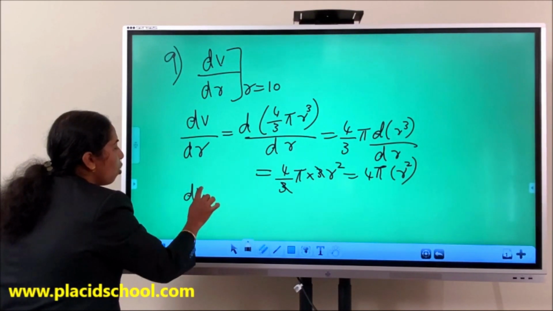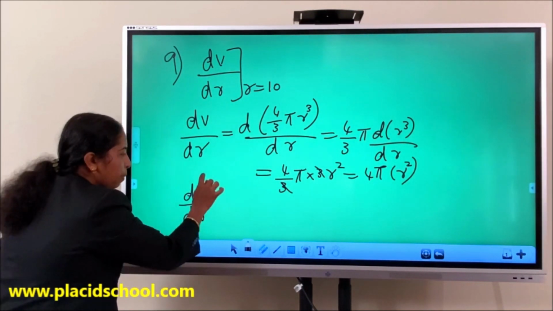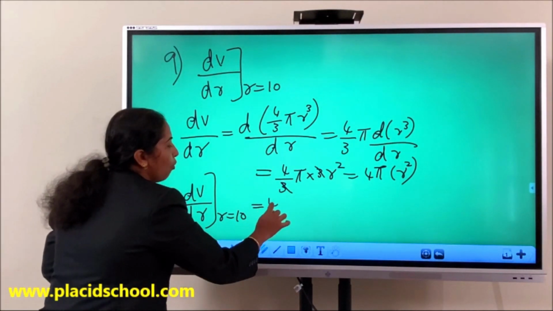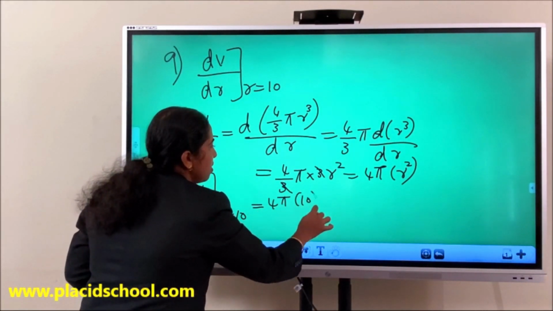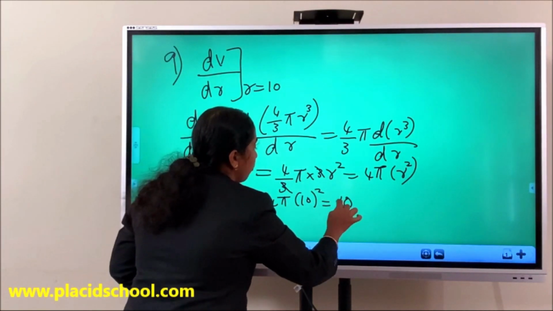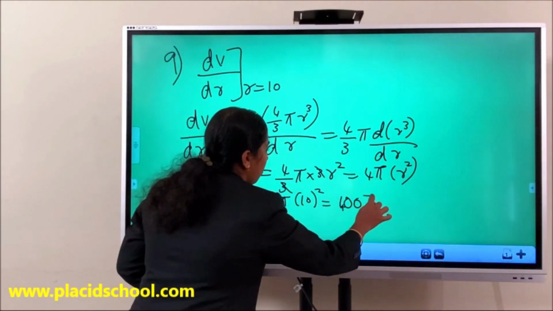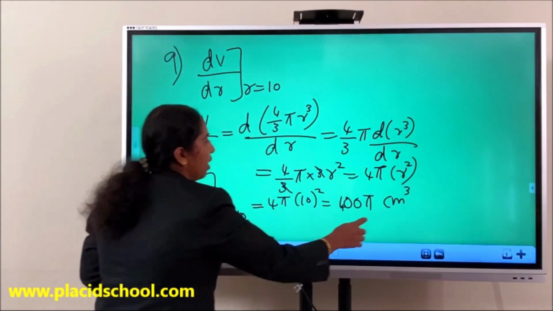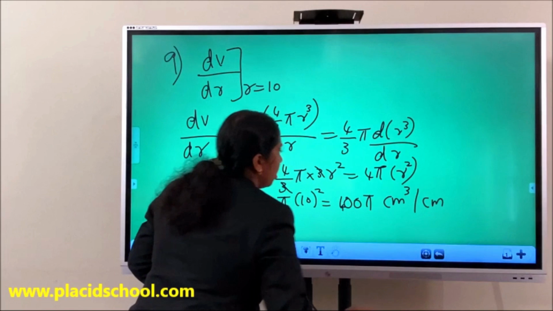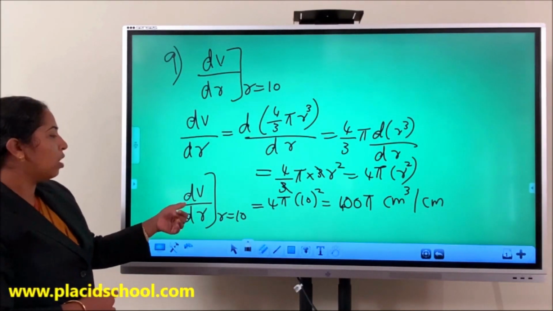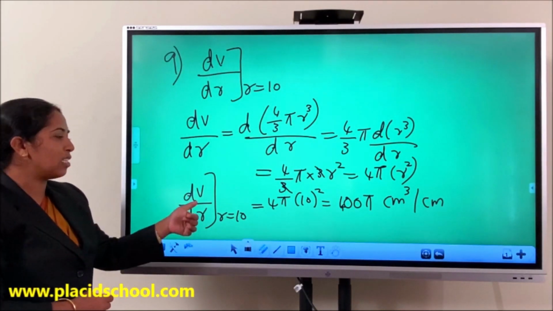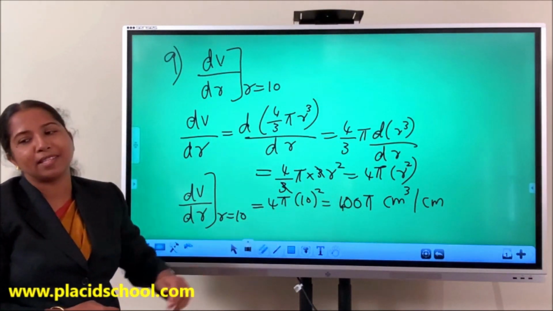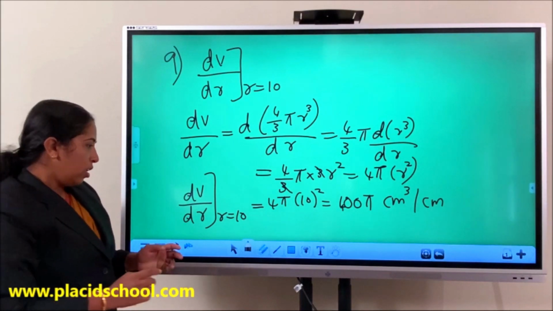Therefore, the rate of change of volume with respect to radius when radius equals 10 centimeters is 4 pi into 10 square, which is 400 pi. The unit of volume is centimeter cube and with respect to radius the unit is centimeter. Hence the rate of change of volume of the spherical balloon with respect to radius when radius is 10 centimeters is 400 pi centimeter cube per centimeter. Now we move on to the next question.